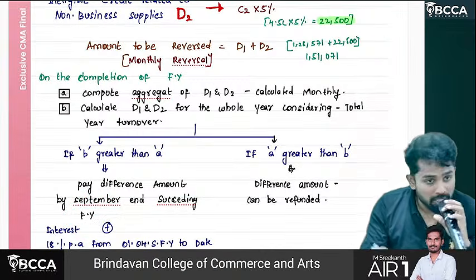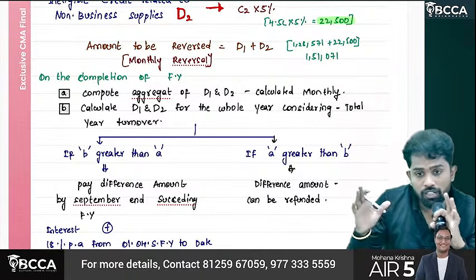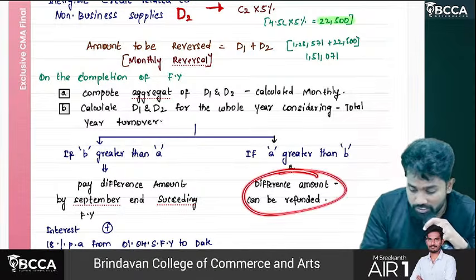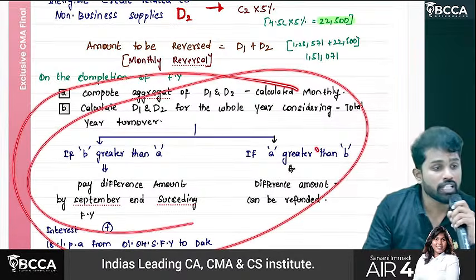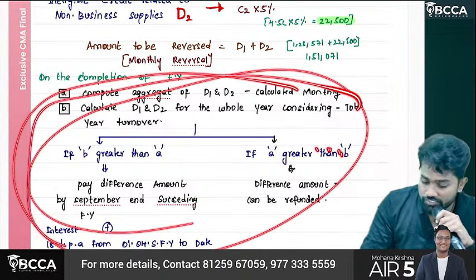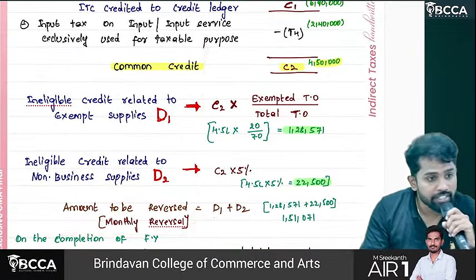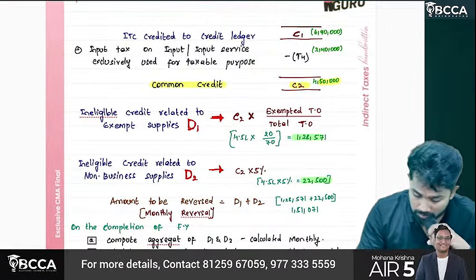If what we paid monthly is greater than the total computed based on yearly data, then the difference amount can be refunded. But this will be done at the time of filing the annual return. This is not relevant for us for the exam, sir. For the exam, mostly they ask only up to the D1 and D2 calculation. Okay, so let me solve questions.